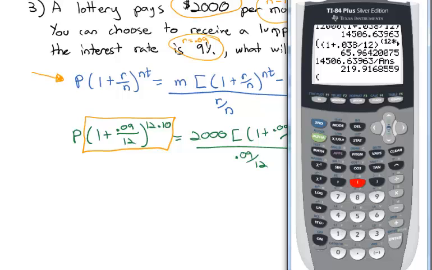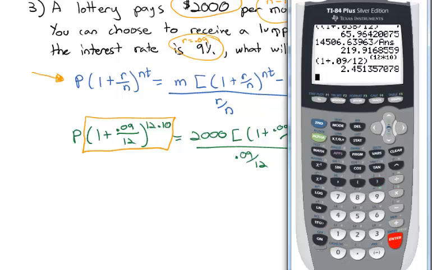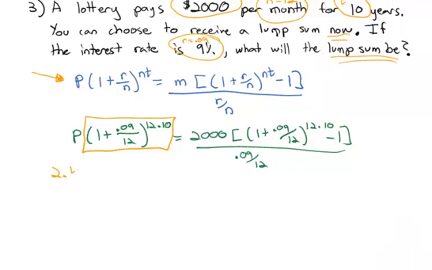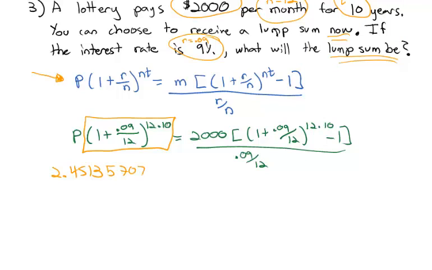So we've got parentheses 1 plus 0.09 divided by 12, exponent, and then in parentheses 12 times 10. Hit enter. 2.451357078. P is equal to, plugging the other side into the calculator.